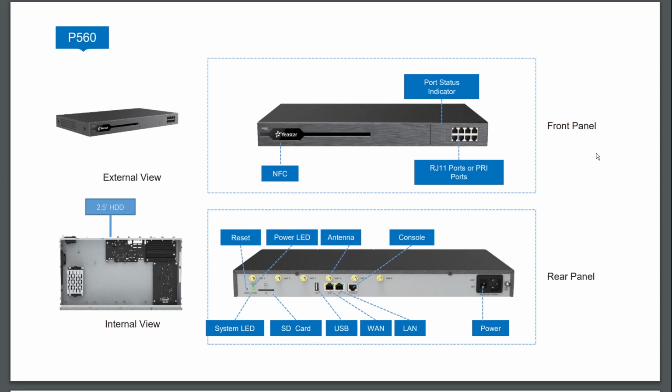So the rear panel here, you guys can see we have a reset button on the left side corner here. We have system LED, power LED. Those indicators are there. And you will also have one slot for SD card, so you can also use the SD card to expand the storage as well. Then here we have USB flash disk interface. We have antennas, right? We have WAN port, we have LAN port, and there's a console port for troubleshooting. Then on the right side corner here will be the power switch. So this is exactly how it looks on the P560.